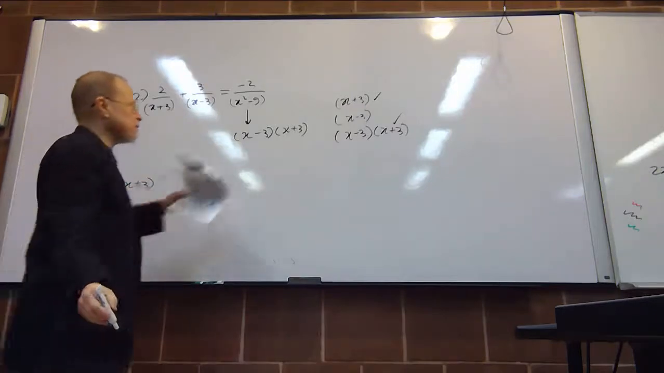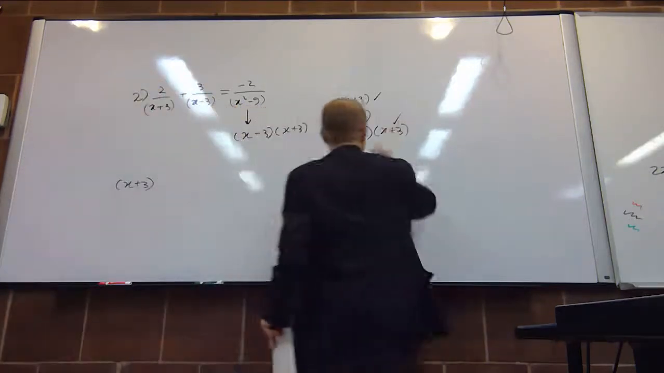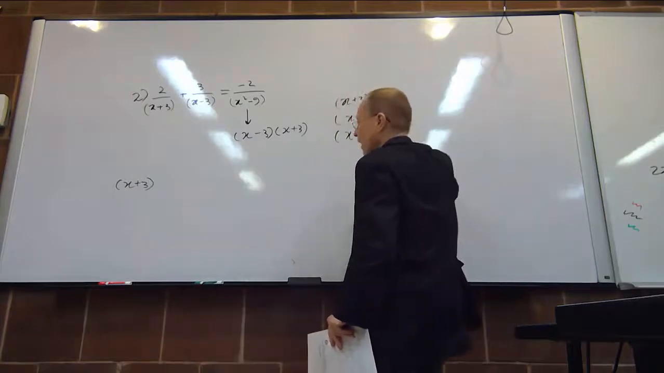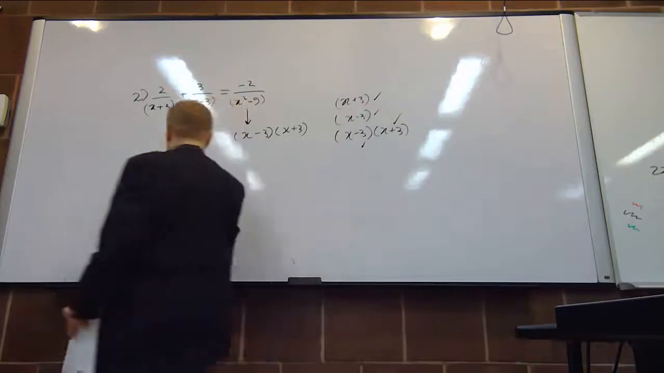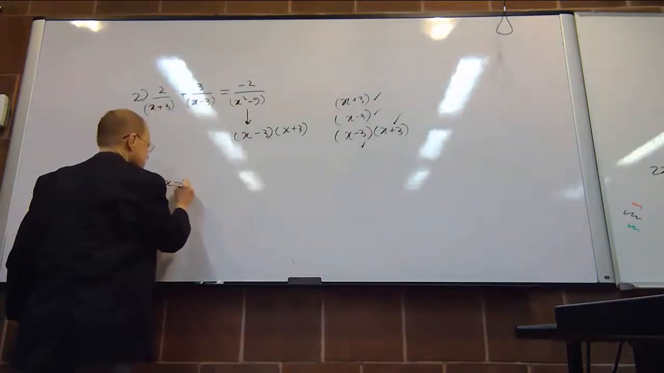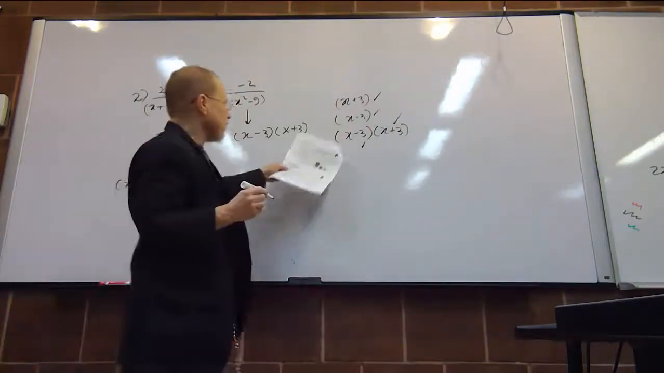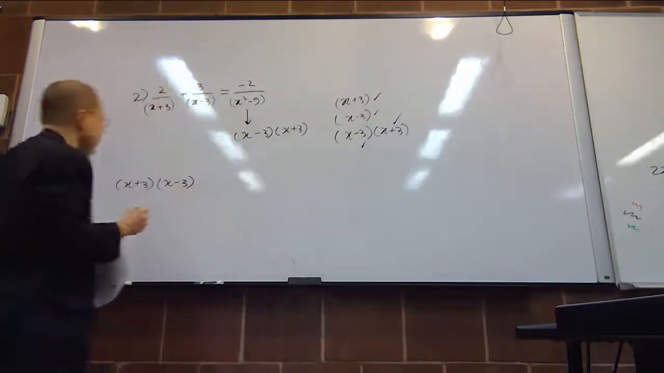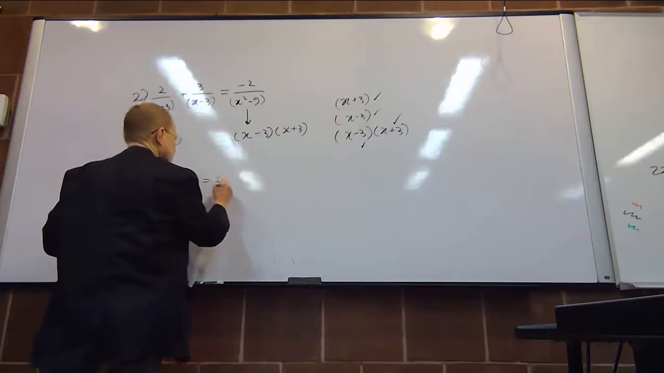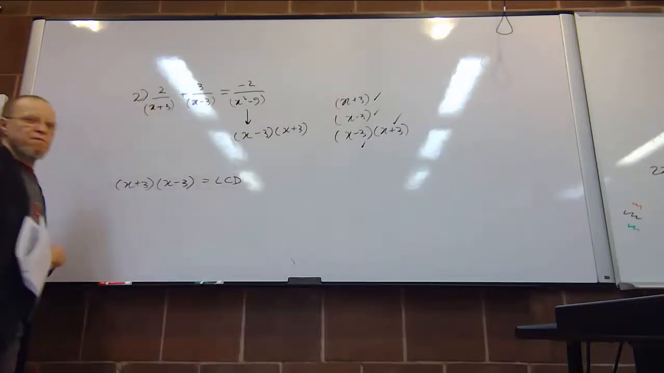And that's the highest power of x plus 3 is the first power. Now we have x minus 3. Well, we have an x minus 3 here and x minus 3 here. And it's the x minus 3, the highest power there is 1. So this is equal to our lowest common denominator.